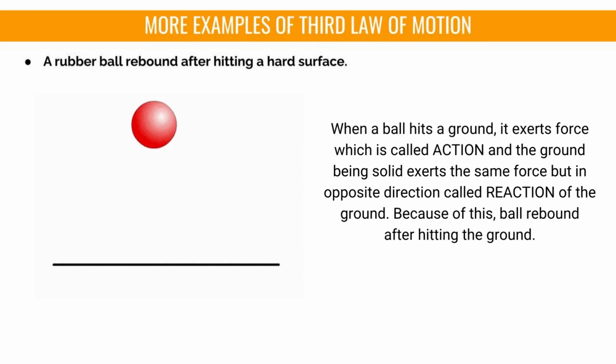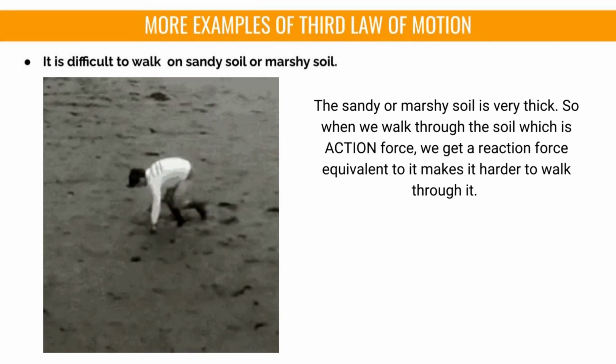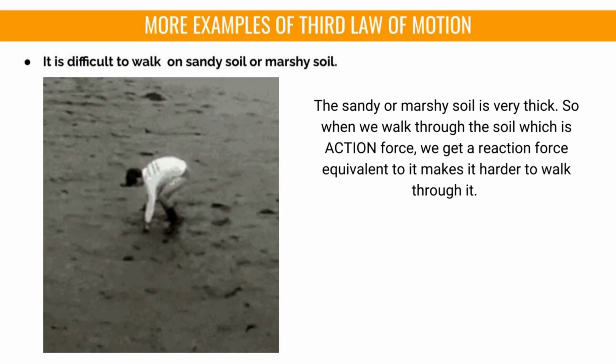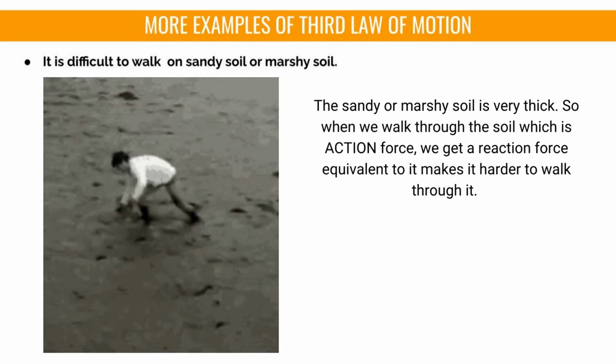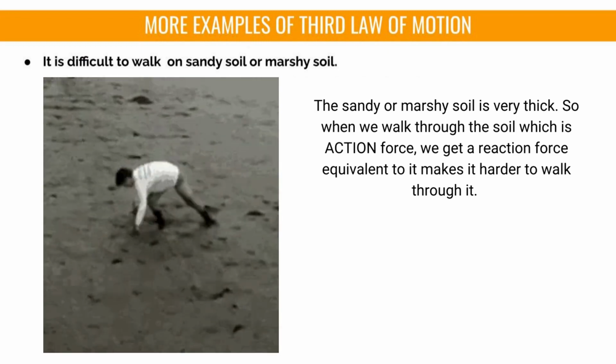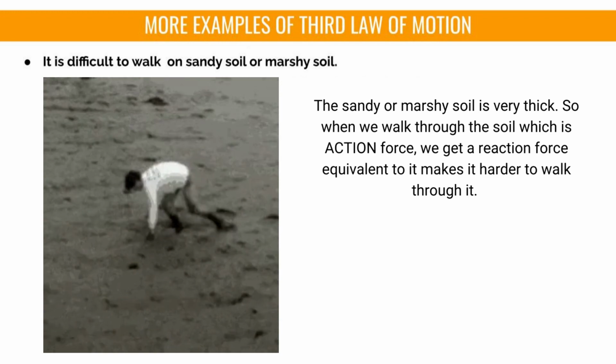Let's understand Newton's third law of motion with various examples. A rubber ball rebounds after hitting a hard surface. When a ball hits the ground, it exerts a force which is called action, and the ground, being solid, exerts the same force but in the opposite direction, called the reaction of the ground. Because of this, the ball rebounds after hitting the ground. It is difficult to walk on sandy soil or marshy soil. The sandy or marshy soil is very thick, so when we walk through the soil, which is the action force, we get a reaction force equivalent to it, which makes it harder to walk through it.